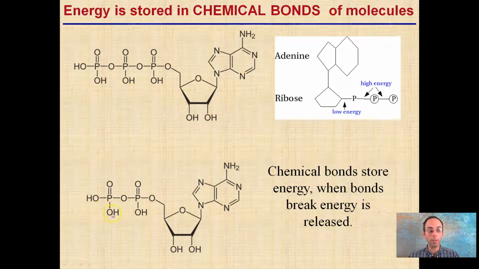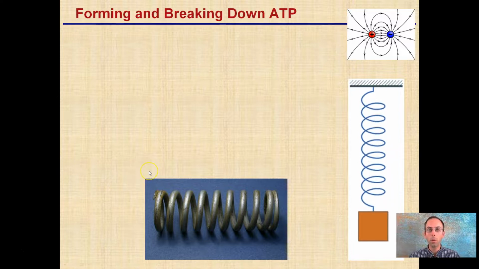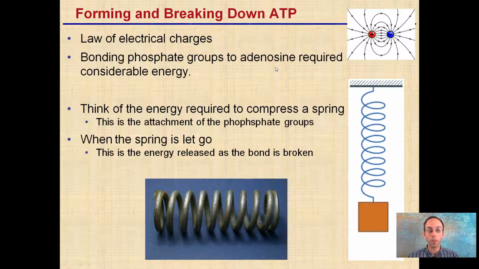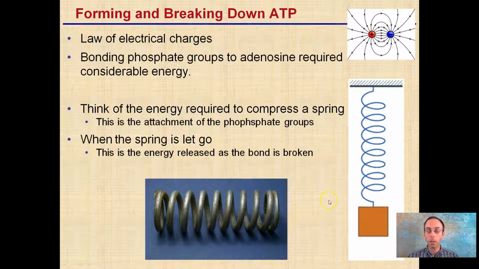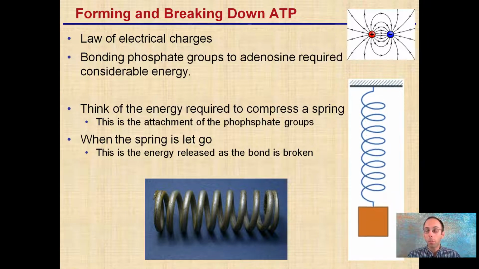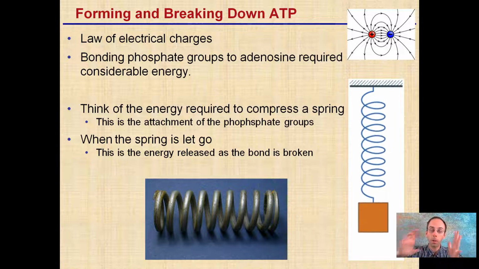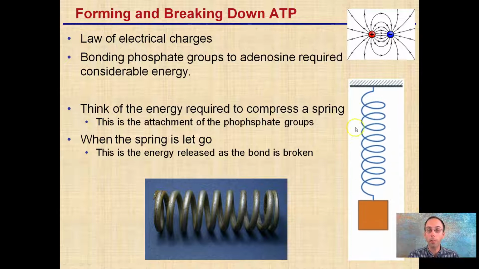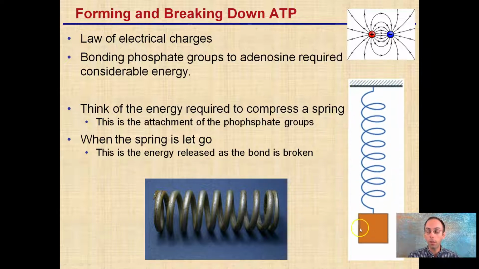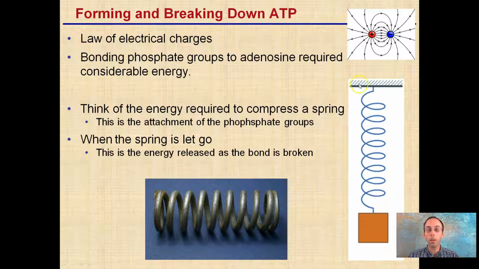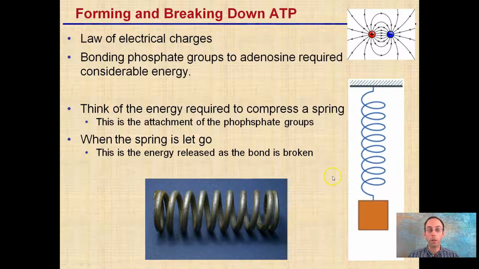And here we see adenosine diphosphate. What we need to think about here is the law of electrical charges. The bonding of phosphate groups to adenine requires a considerable amount of energy. You can think of this as the energy required to compress a spring together. This is the attachment of phosphate groups. Think of each phosphate group as another spring that's being compressed. When you break those bonds, you can think of the spring letting go. This energy is released when that bond is broken. So again, with ATP, if you have three of these bonds together, you have that much more potential for energy.